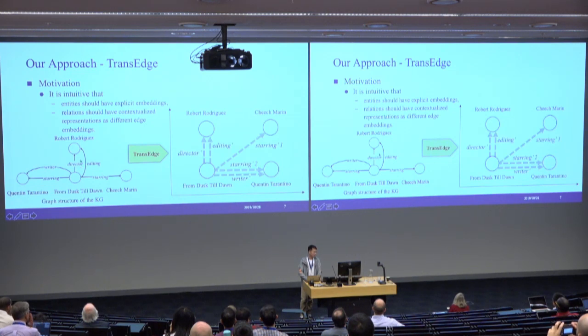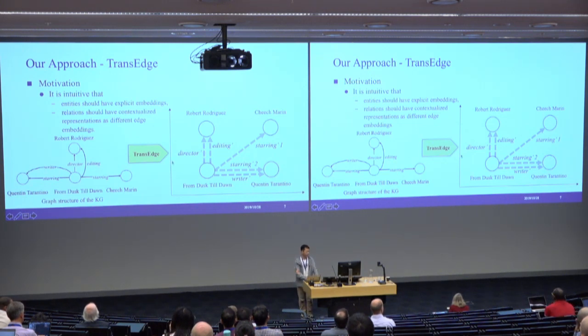Now we will consider the edges in the knowledge graph. In TransEdge, we introduce edge embeddings. That is to say, the translation vector for the entity pair is the embedding for the edge rather than the relation. Based on this formulation, we can see that these two edge embeddings are the same. However, they can encode different information from different relations. And these two edge embeddings are different. However, they use the same relation labels.